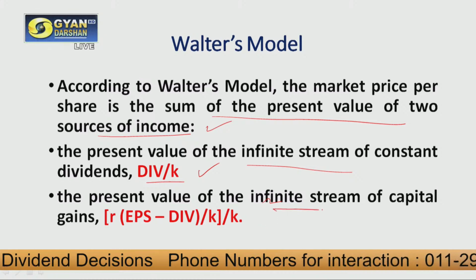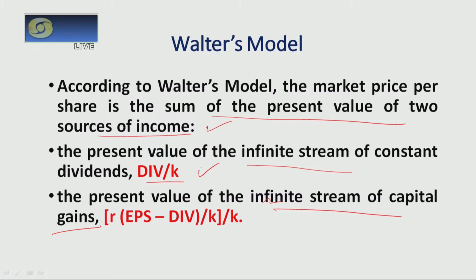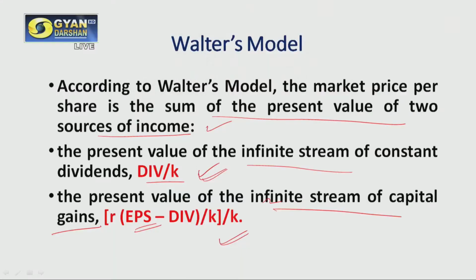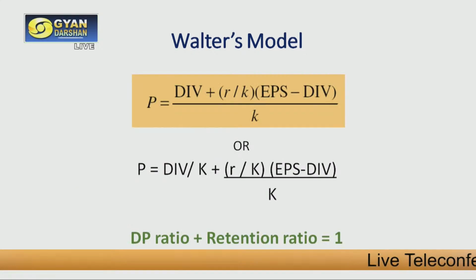Then we have an infinite stream of capital gains as well. So there are two ways in which we are getting return when we are investing in shares as an investor. One is the capital appreciation or the return that we are getting, and another is dividend. So in the first part, we are converting the dividend into present value terms, and in the second part, we are converting the earnings into present value terms. By adding these two things, the present value of the infinite stream of constant dividends and the infinite stream of capital gains, we can form our Walter's model.